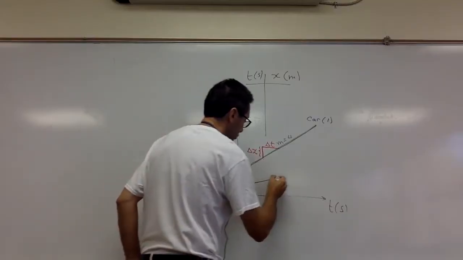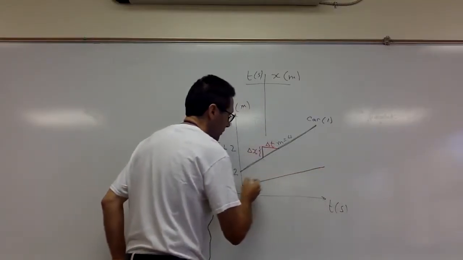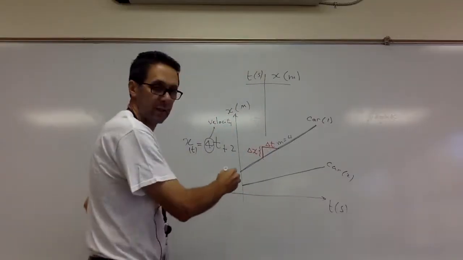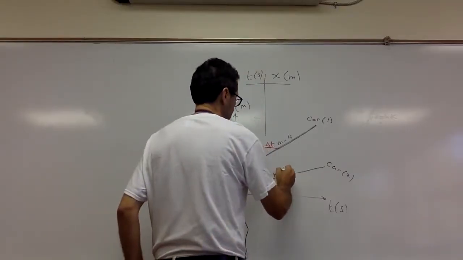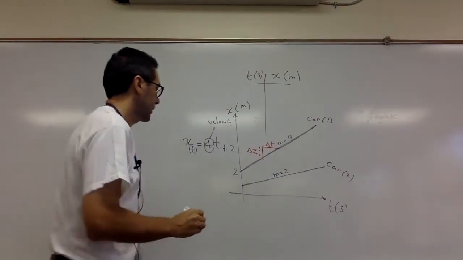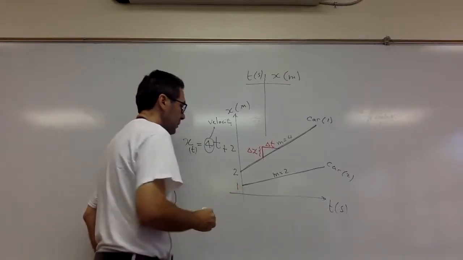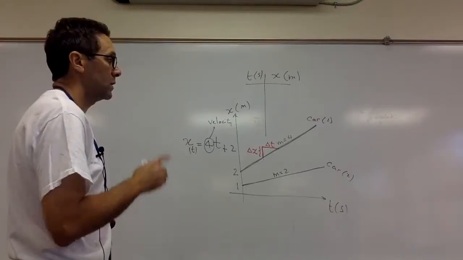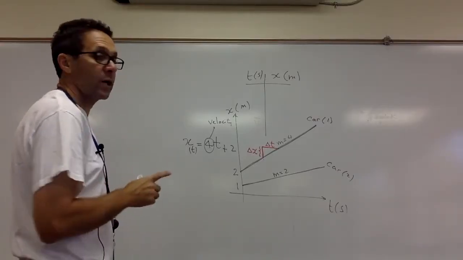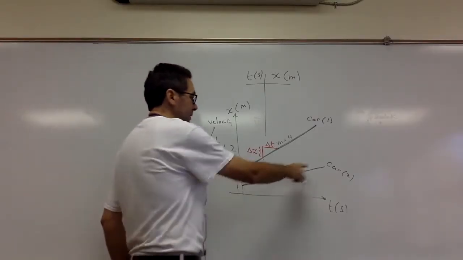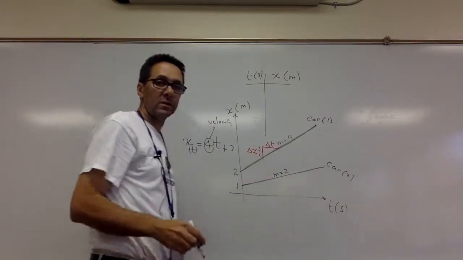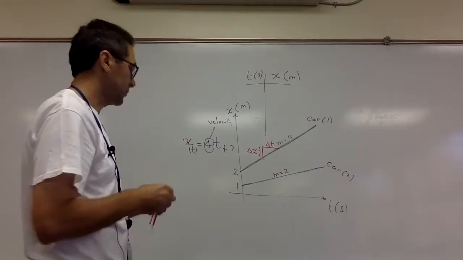So if I do car 2, and I come up with a line that looks like this. Let's say it has a slope of, I don't know, 2. And I start from 1 meter. I can say that car 2 is going slower than car 1 because this line here, this curve in a position time graph, is not as steep as for car 1.